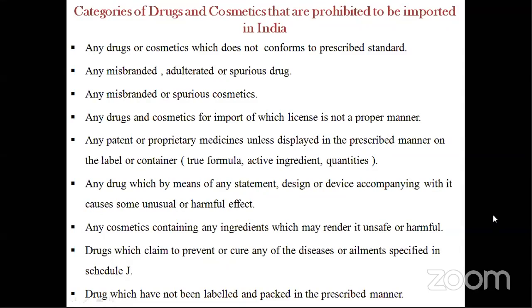What things should be present in this labeling container? The true formula of the product. What is the true formula of the product? It means what are the categories of the product present in this, what is the label claim, what is the active ingredient present, and what is the quantity. If those are not mentioned on the container, it is automatically rejected by the import country.